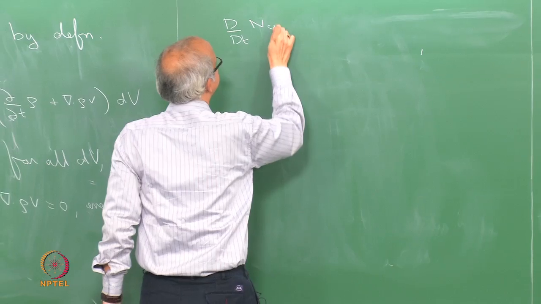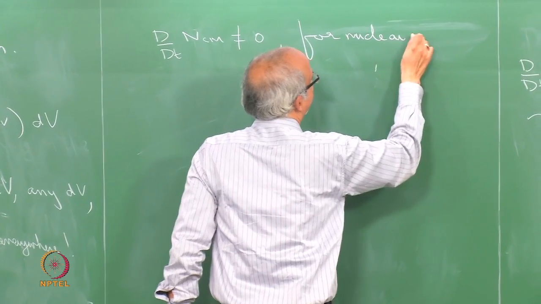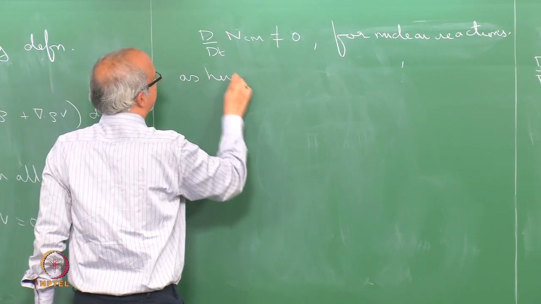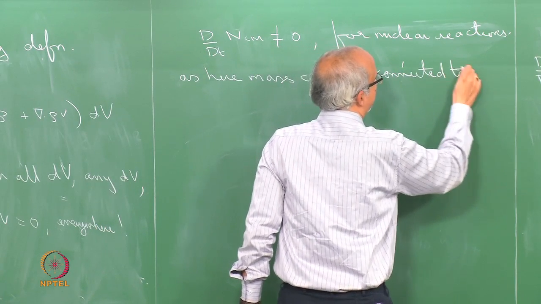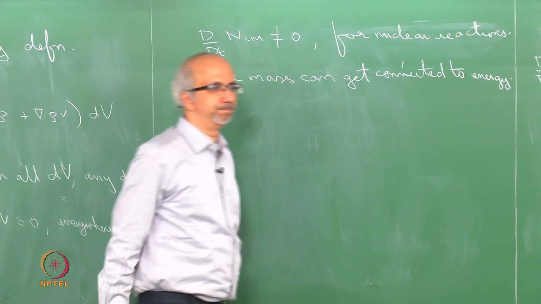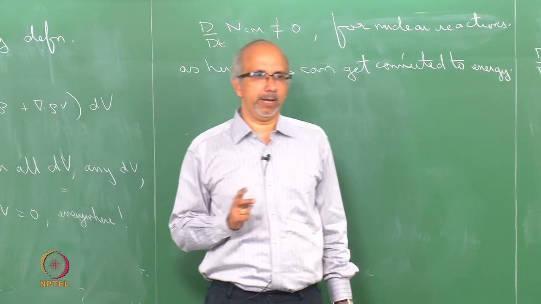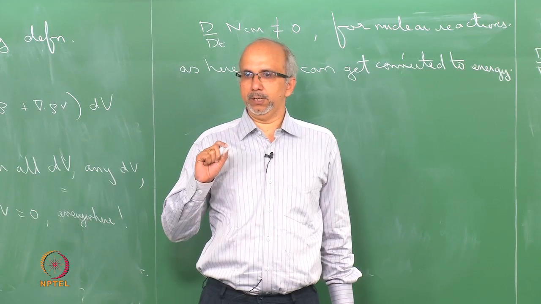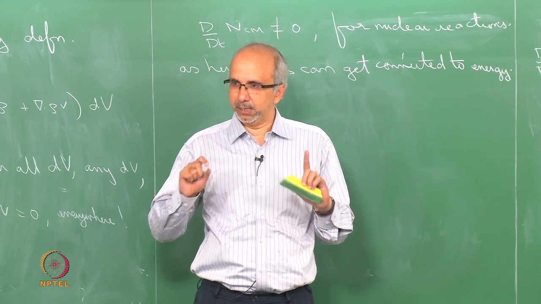So, d/dt of M_CM is not equal to 0 for nuclear reactions, since here mass can get converted to energy. There is another situation where d/dt of M_CM can be non-zero, and that's when you are not doing an overall mass balance, but you are doing a species balance, and there is a chemical reaction taking place.